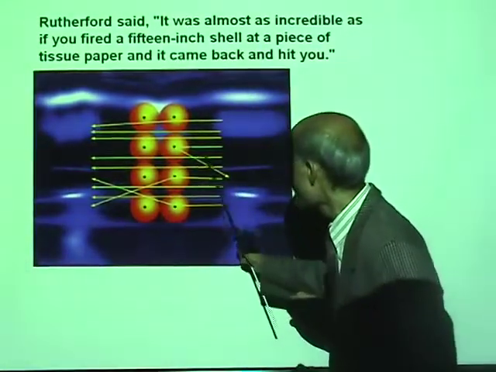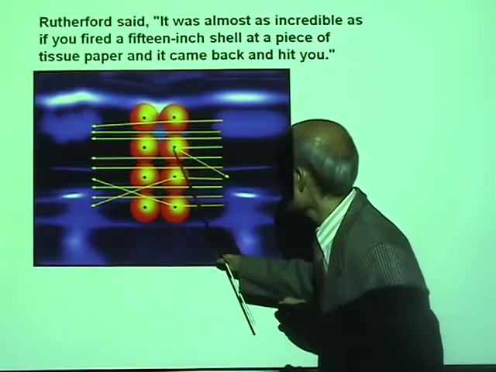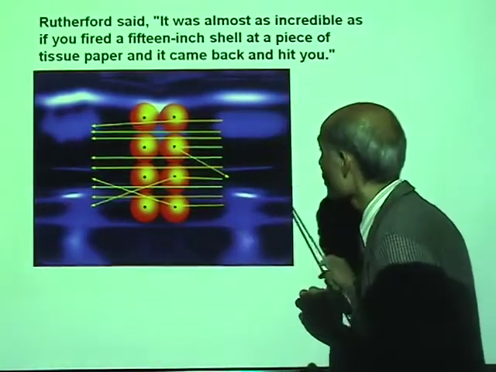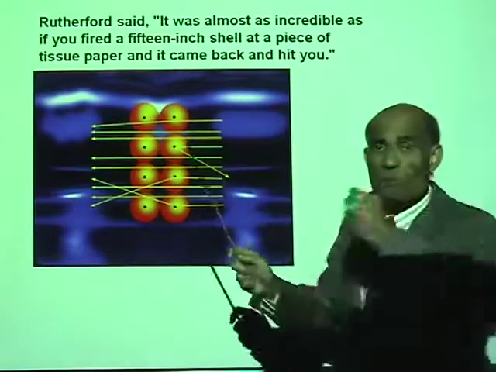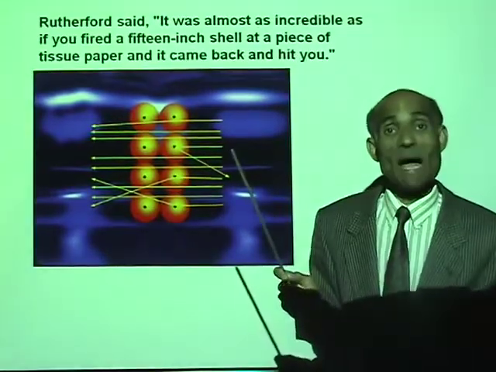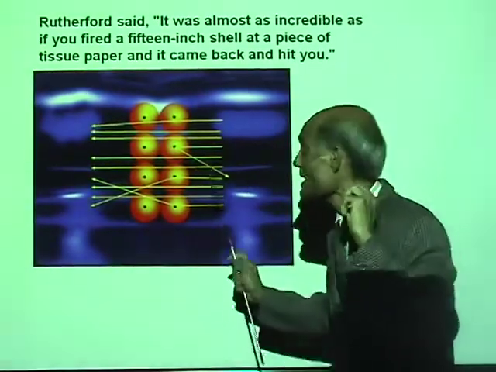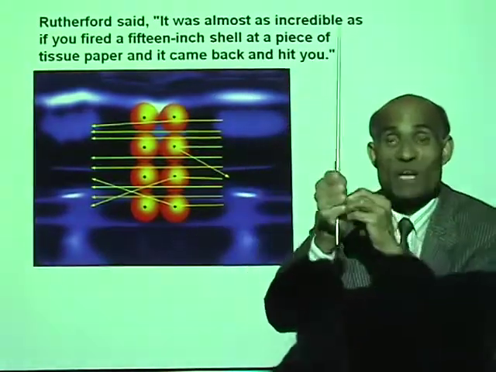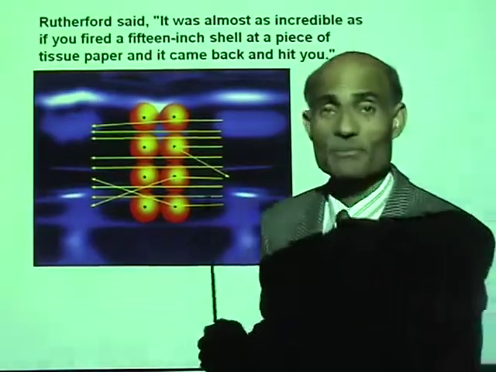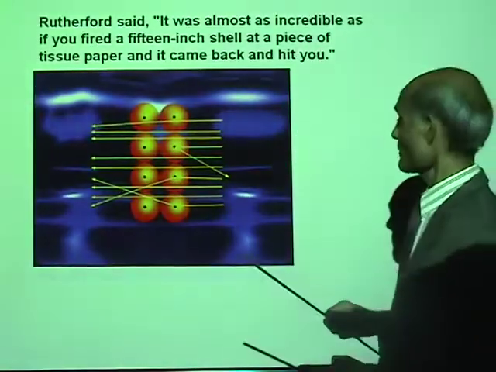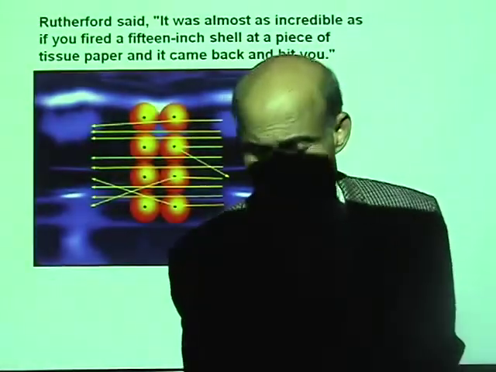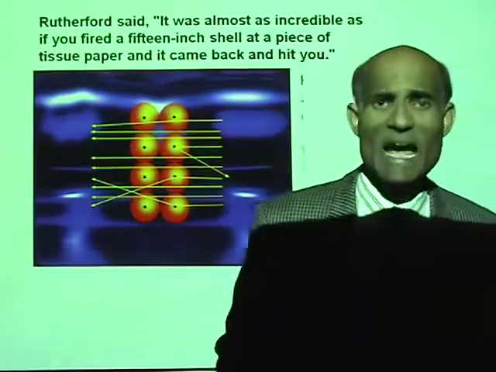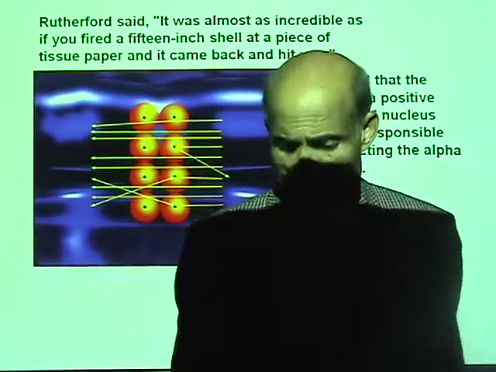But once in a while, look at this, once in a while, one alpha particle got thrown back, almost thrown back. The only way that can happen is if this alpha particle encountered something really hard. Now, let me see if I can show you an animation of this. Give me a second.